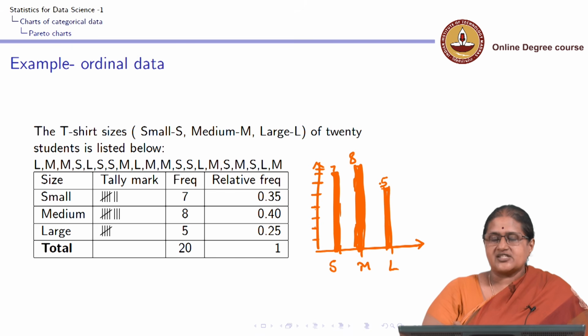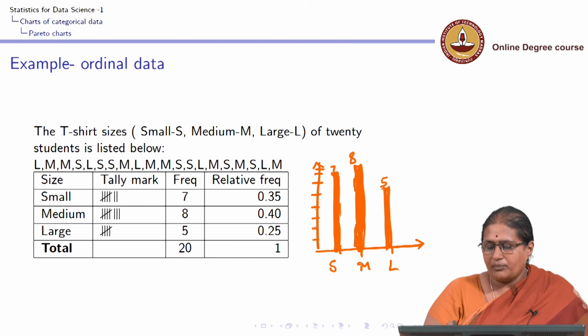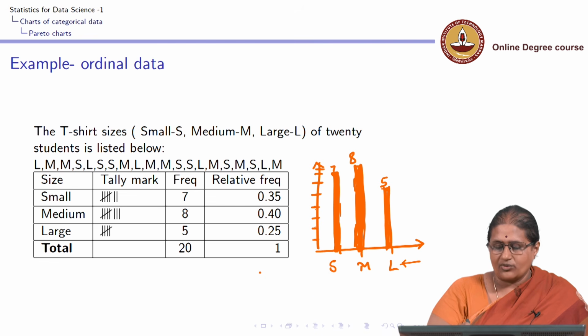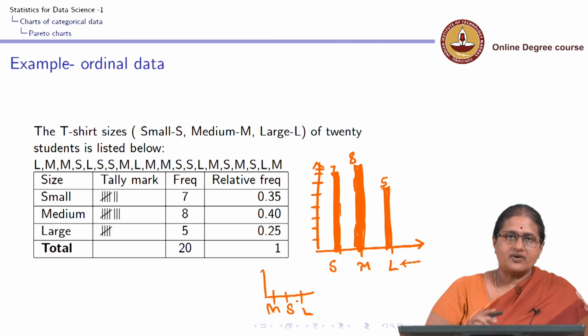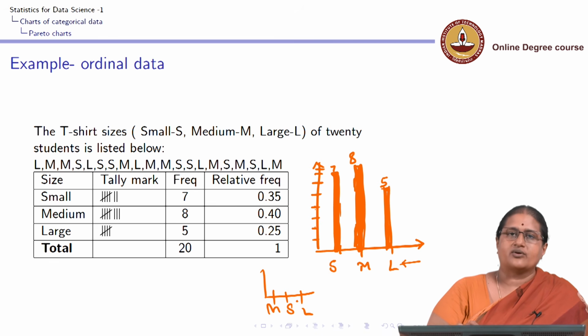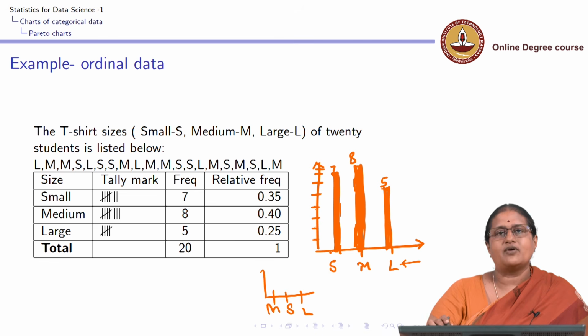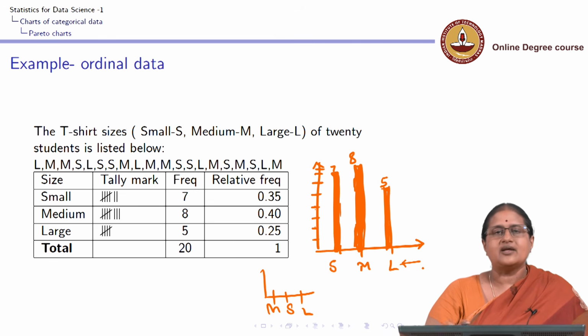So, whenever there is an ordinal variable, it is good to maintain the order of the categorical data. For example, I do not want to have a chart which is medium, small and large, because the order of this categorical data is not maintained. So, even within a bar chart for categorical data, if you have an order, please maintain that order.